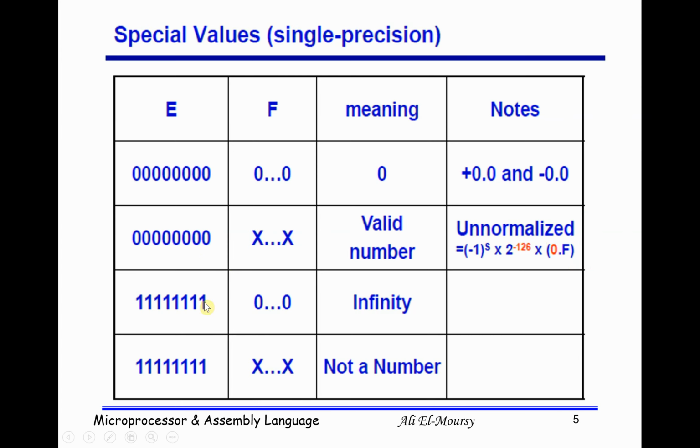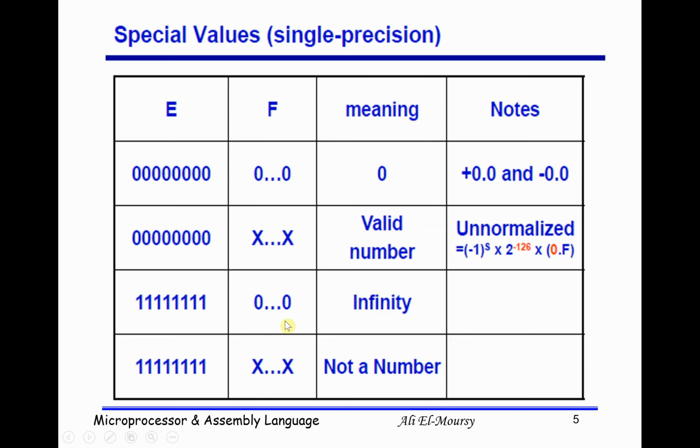The other set of special numbers is when all the fraction bits equal zeros and the exponent bits all equal 1s. This is reserved for the number infinity. That means if the number that you want to represent is higher than the range that the floating point can give you, you can indicate that you have an infinity number, which is stored in the register or the memory, 32 bits, as all 1s in the exponent and all zeros in the fraction. So this is for the number infinity.